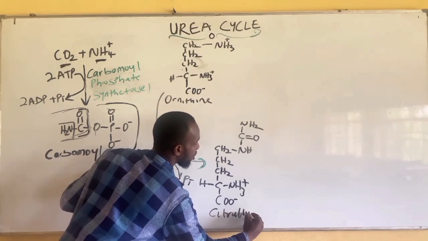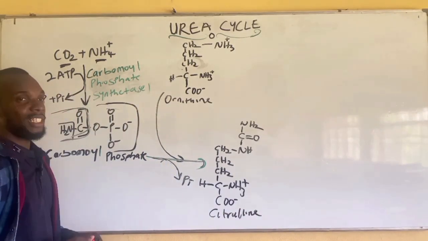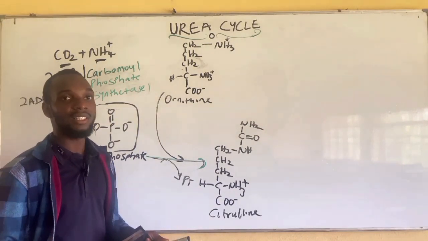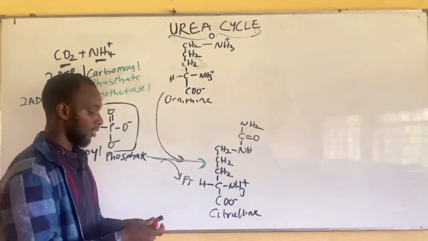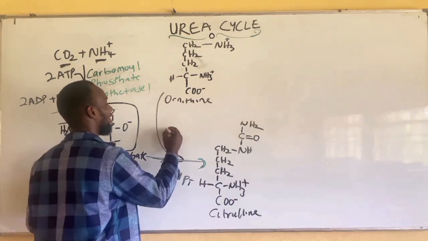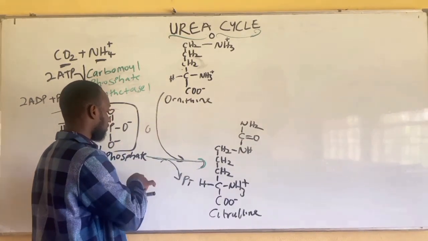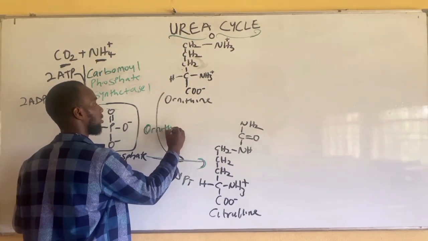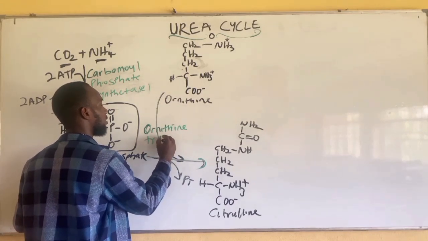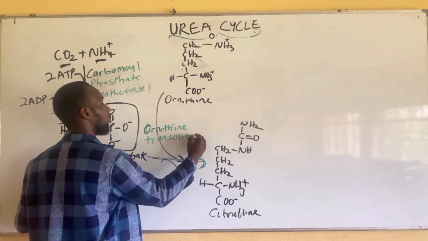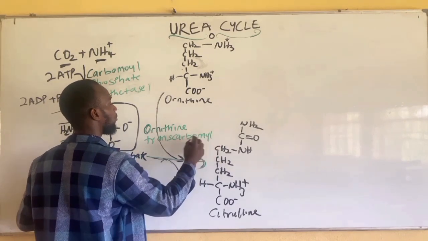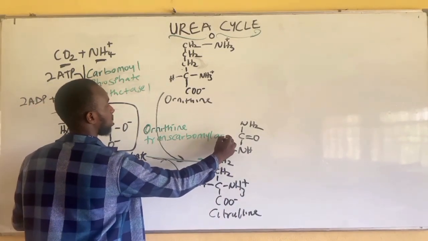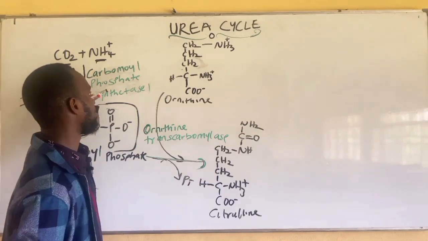What do you think would be the name of the enzyme that transfers the carbamoyl group from carbamoyl phosphate to ornithine? The enzyme is ornithine transcarbamylase, OTC, because there was a transfer of the carbamoyl group from carbamoyl phosphate to ornithine to form citrulline. We call it OTC for short, and I can call this one CPS1 for short.